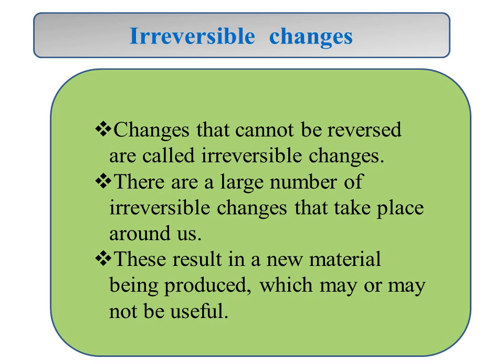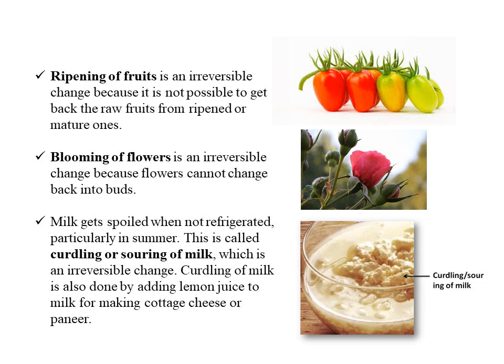Mixing substances can also cause an irreversible change. For example, when vinegar is mixed with bicarbonate of soda, you can observe the release of carbon dioxide gas in the form of bubbles. Again, here we cannot get back our original substances. Now you can see some examples of irreversible changes.